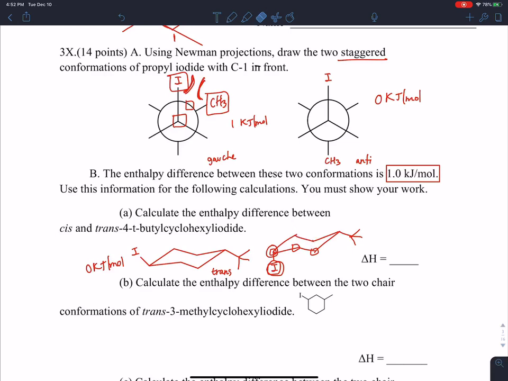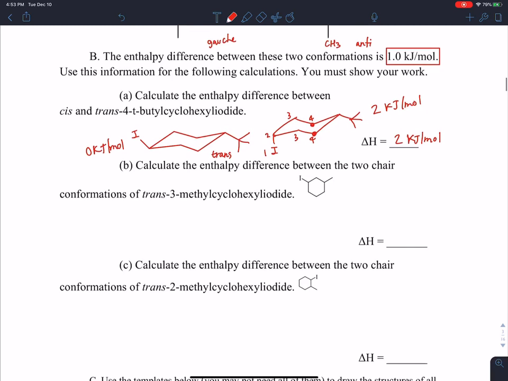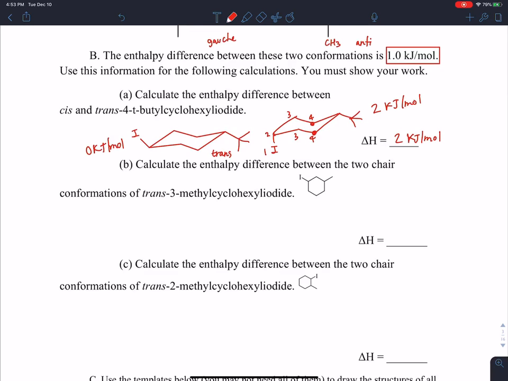The way I taught this was you can just count to 4, and I think it's much easier to just do that. So this is just 1, 2, 3, 4, and then also 1, 2, 3, and 4. So you're interacting with that carbon and that carbon. Since there's 2 interactions here and each one's worth 1, this is a total of 2 kilojoules per mole. So the difference between 2 and 0 is just 2, so the total delta H would be 2 kilojoules per mole.